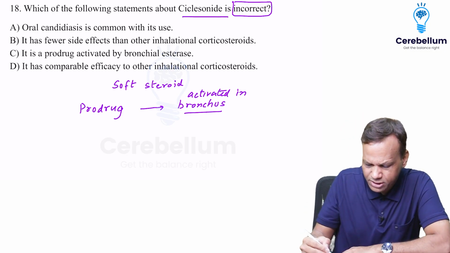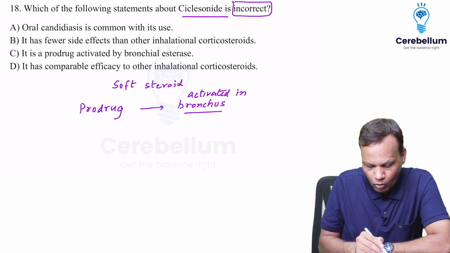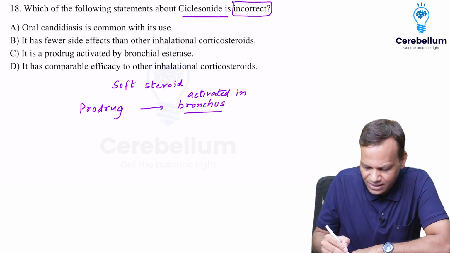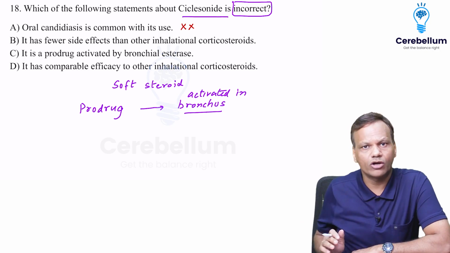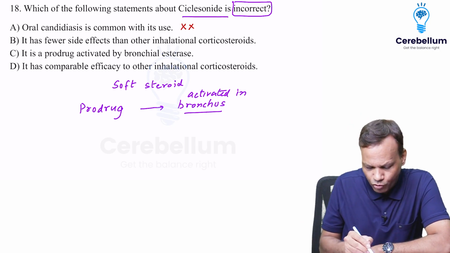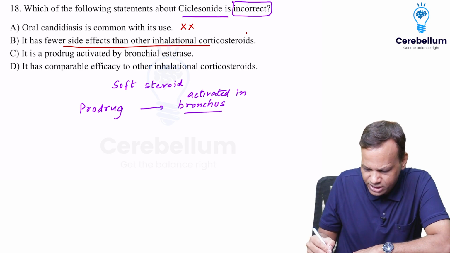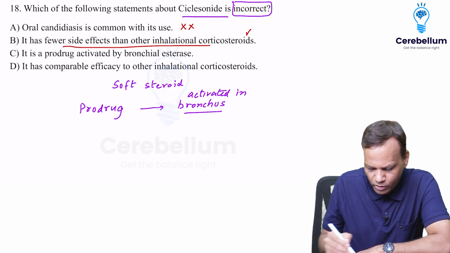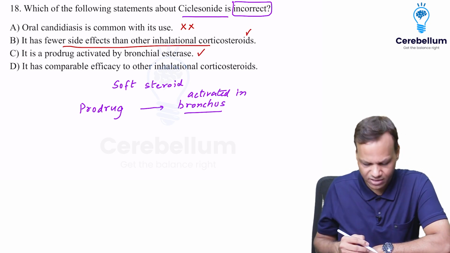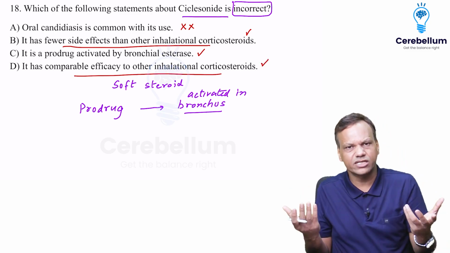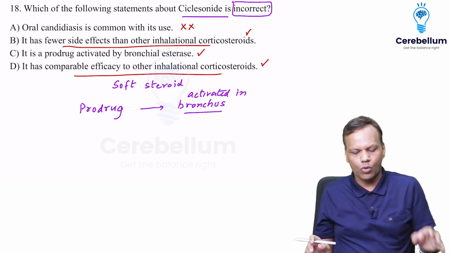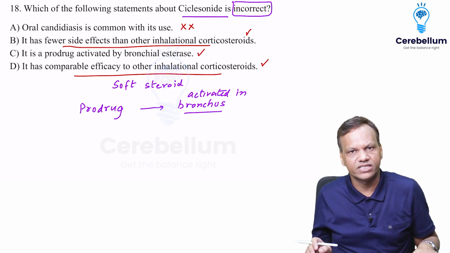Now coming to the options, so we need to tell incorrect. Oral candidiasis is common, so that is again the first option, which is the answer. So it is not common, it is uncommon. It has fewer side effects than other inhalational steroids. Yes, that is correct. It is a pro-drug activated by bronchial esterase. Yes, correct. It has comparable efficacy to other inhalational steroids. Yes, it is an inhalational steroid. Answer is same. So answer is oral candidiasis is common with its use.